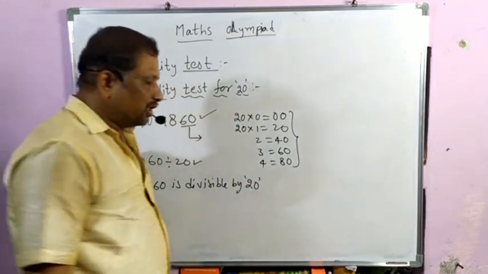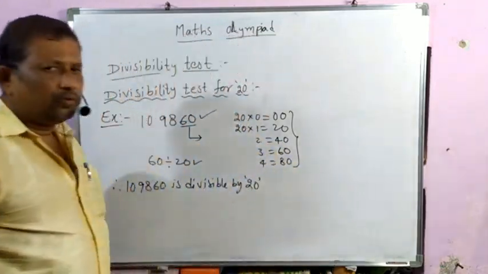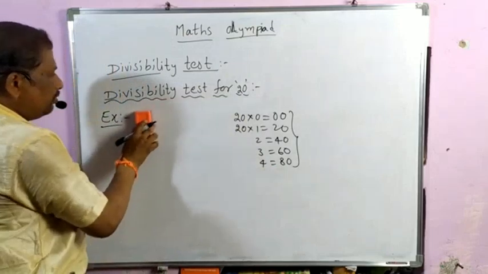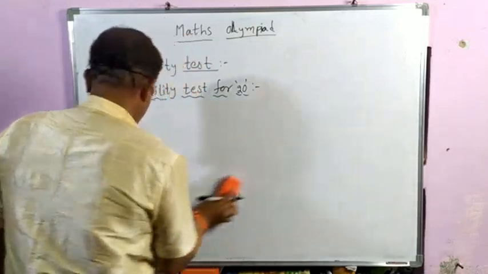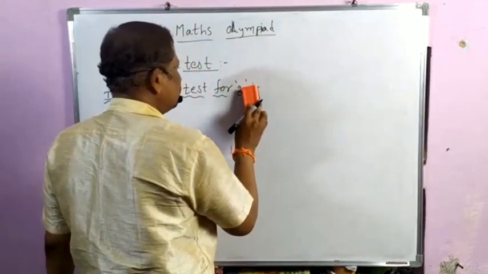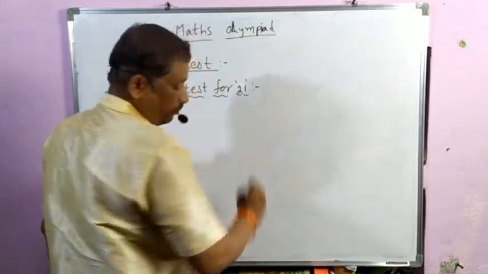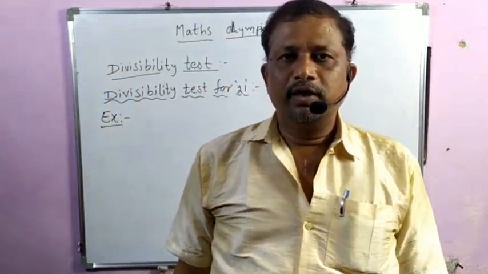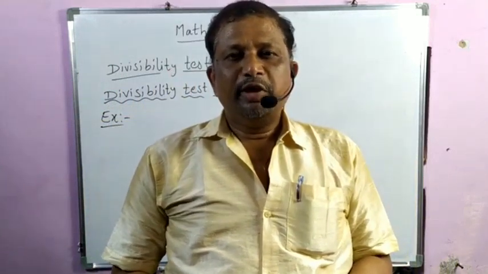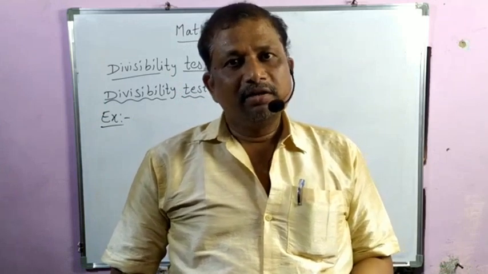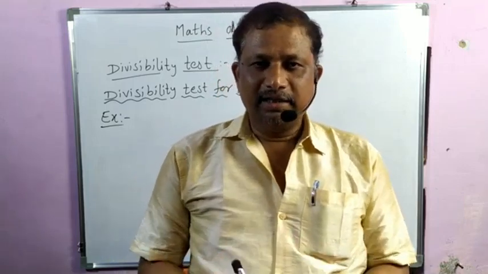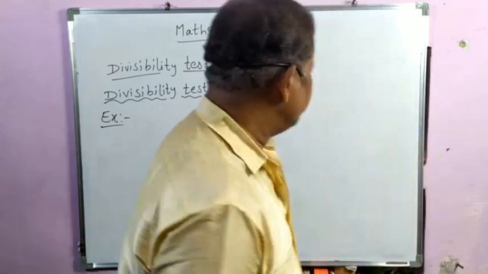Next, divisibility test for 21. What is the divisibility test for 21? So the factors of 21 are 3 and 7, 3 7s are 21. If the given number is divisible by 3 as well as 7, then that number is divisible by 21. Otherwise it is not divisible by 21. Let us see by taking one example on board.